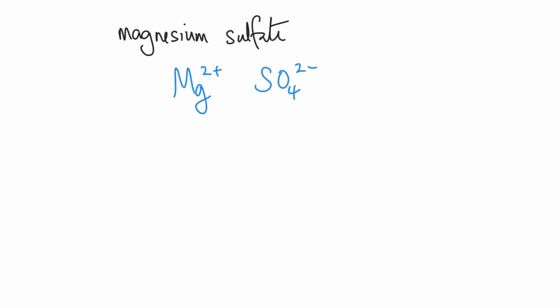And again, we could do the swap down and take the 2 down and the 2 down, but we remember 2 to 2 can be simplified as 1 to 1, so we don't actually have to do that. So we just need 1 of each, so MgSO4 would be the formula here.